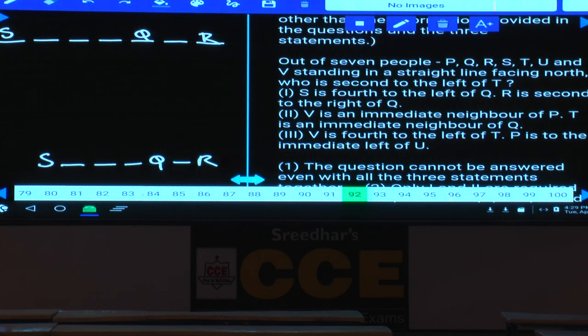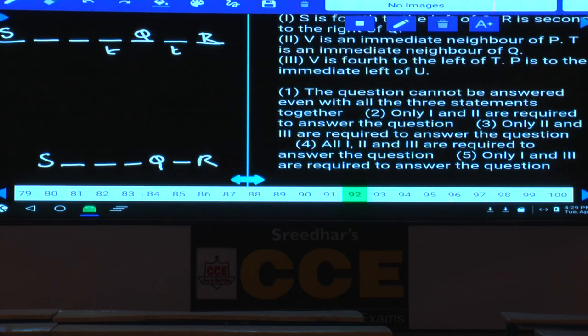V is an immediate neighbor of P. As V is an immediate neighbor of P, and T is an immediate neighbor of Q, T can be either here or here, isn't it? As there are two possibilities to this T, second one to the left hand side of T, there will have some two possibilities. Hence, 1 and 2 is not sufficient. Are you following this one or not? Hence, choice 2 is ruled out. Then coming to choice 3. What is choice 3 here?